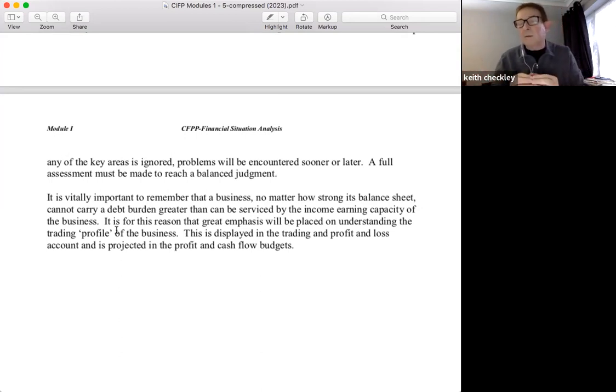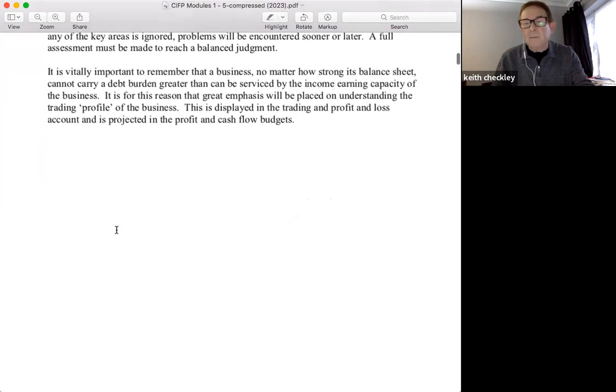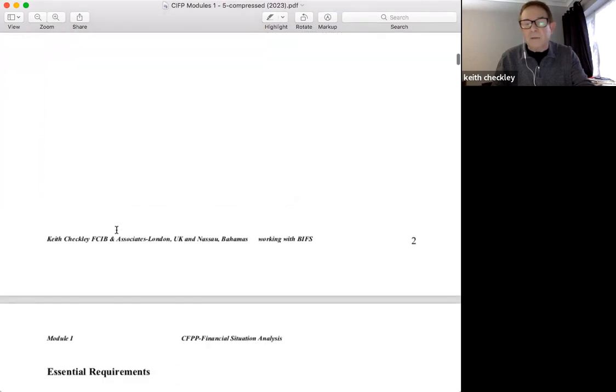And we'll come on to the projections a little bit later on, after we've done some analysis of an existing business. We'll talk about the two main types of projections and what should go in and what should not go in the two major budgets, the profit budget and the cash flow budget.